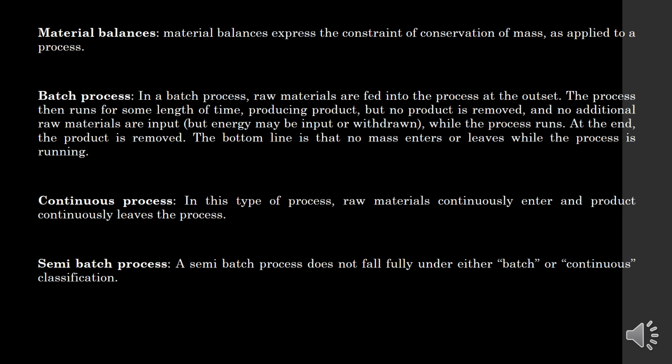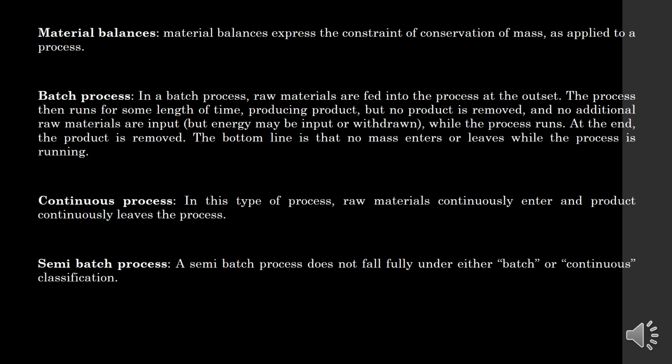Then continuous process. In this type of process, raw materials continuously enter and the product continuously leaves the process. So here it is completely opposite to the batch process, where we feed the raw material continuously and withdraw the products continuously during the entire process. Then it is semi-batch process. A semi-batch process does not fall fully under either batch or continuous classification. It is the combination of both batch process and continuous process.